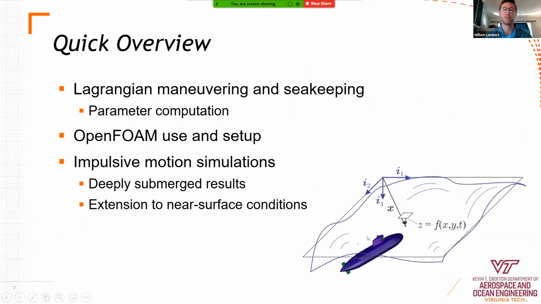To give you guys a quick overview of what I'll be covering today, I'll first cover exactly what this Lagrangian maneuvering and seakeeping model is, and some of the parameters that actually need to be computed to populate this model. We did this using OpenFOAM, so I'll cover a little bit about how we use OpenFOAM and how it is set up. And we did this using different impulsive motion simulations. So I'll go over some of the deeply submerged results, some of the validation cases that we used to identify this impulsive motion model, and how we're extending it to near surface conditions to incorporate some radiated wave conditions.